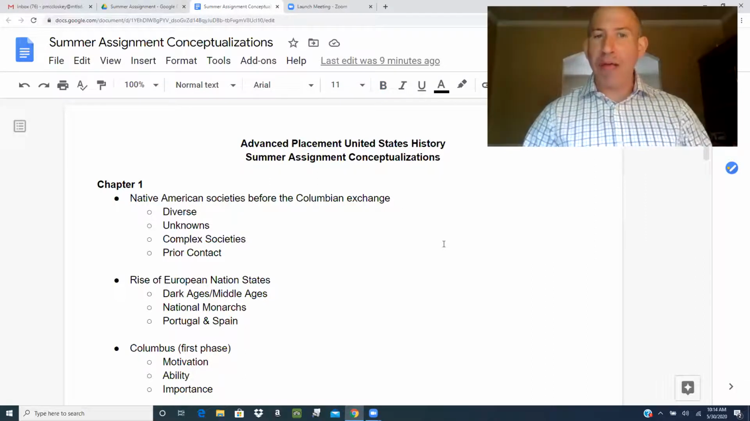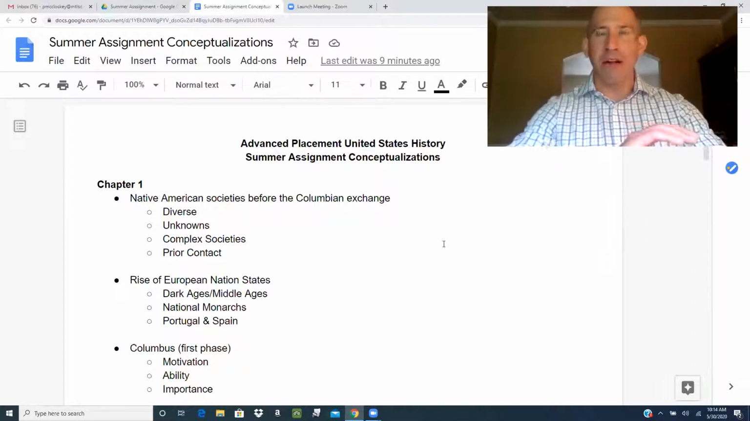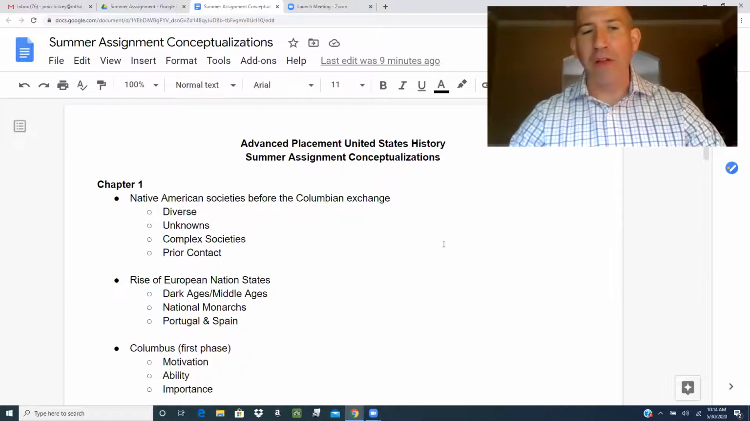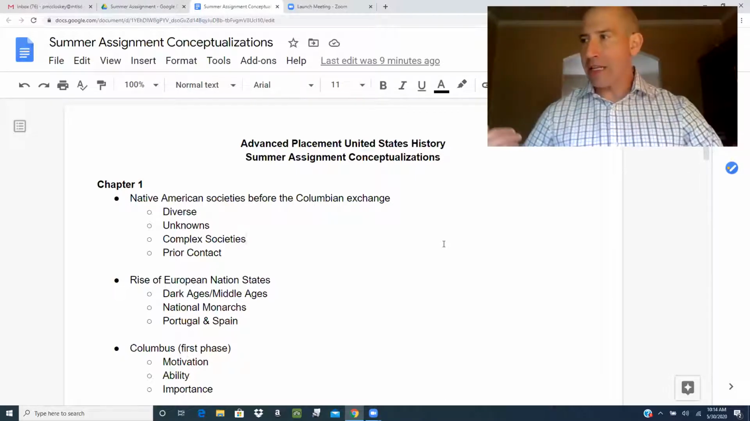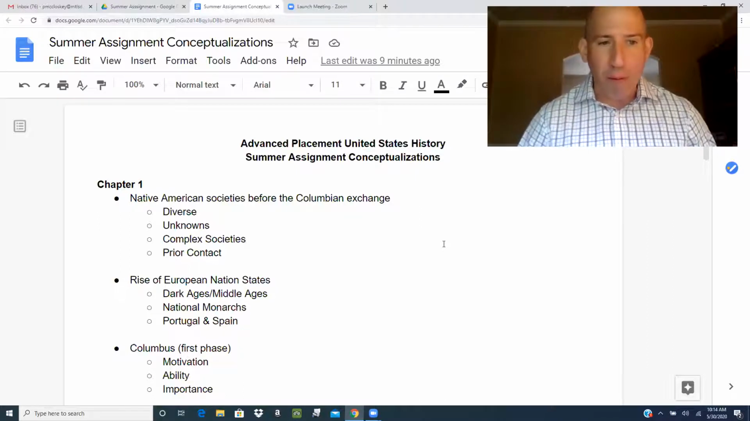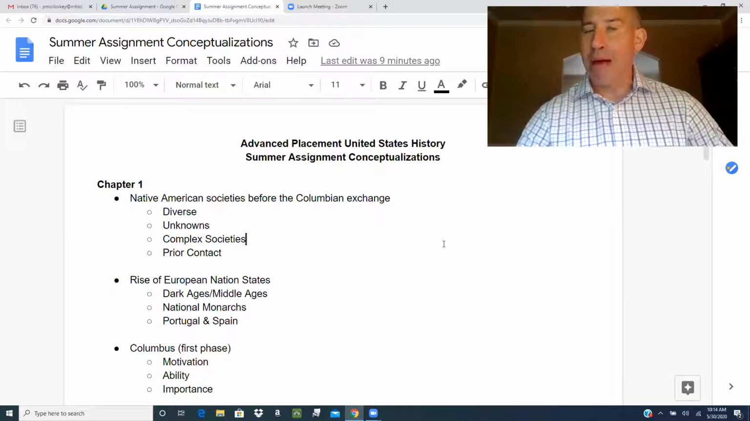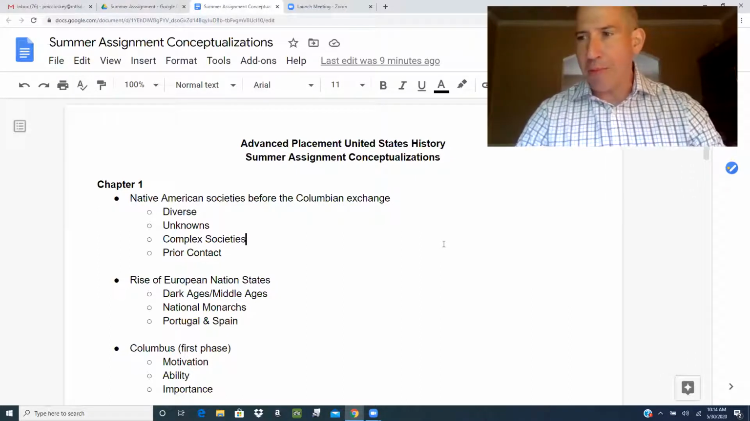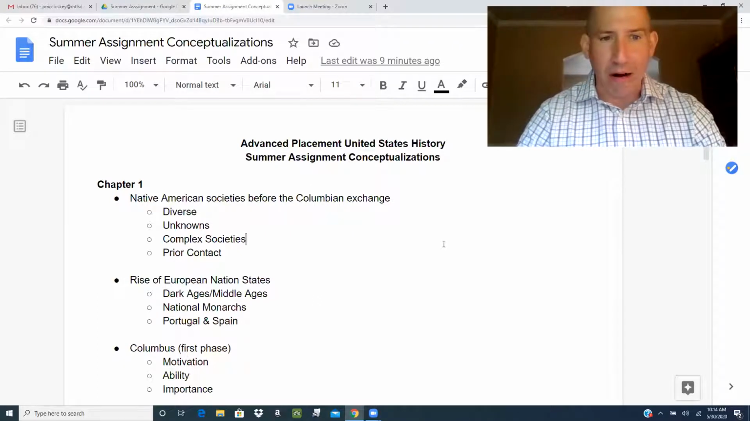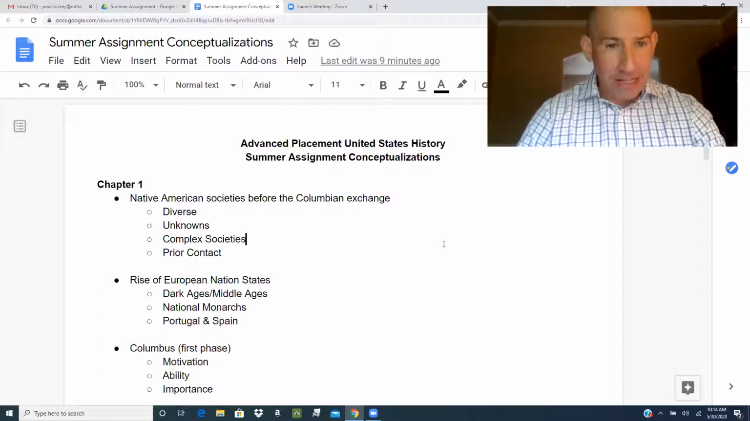A couple of the things emphasized in the textbook is that there is a massively diverse group of indigenous people, and most of what we know about comes from archaeology. And people are making their best guesses. You'll even see a lot of debates in there about how many people lived in North America prior to Columbus's contact.